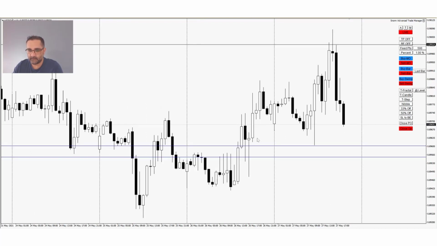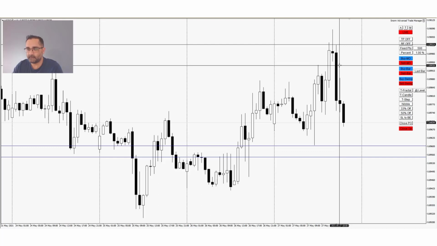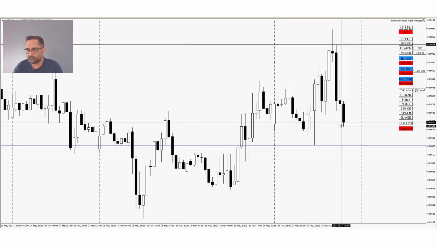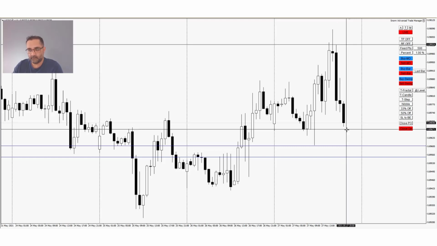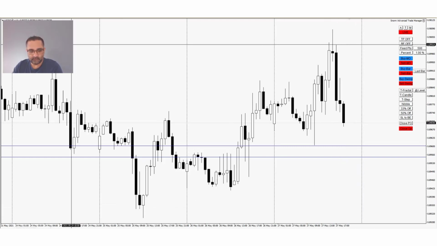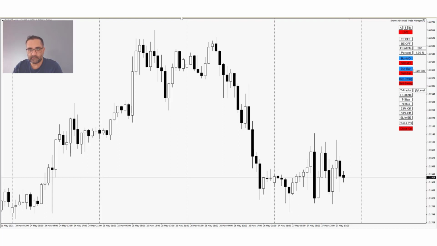Let's go back. So in this congestion zone, when it comes back, we will have around 2R of original risk. We can have a target point here. If the market was moving too crazy and the dollar was going down on other charts as well, we'll just let it run, go forward.